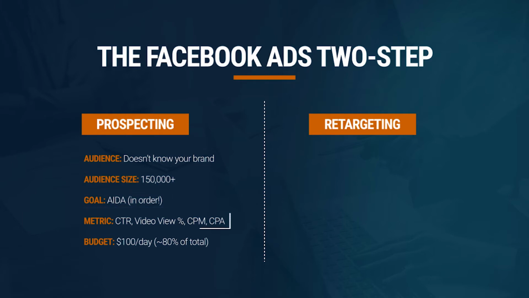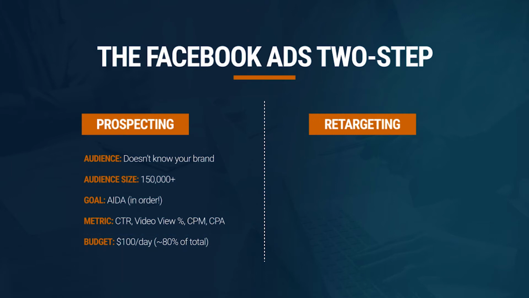The metrics for success in a prospecting campaign are click-through rate, video watch percentage, and cost per acquisition, to name a few. And lastly, your prospecting campaign should represent about 80% of your total budget. This gives you enough sample size where you can actually start testing things and innovating and improving your campaigns.